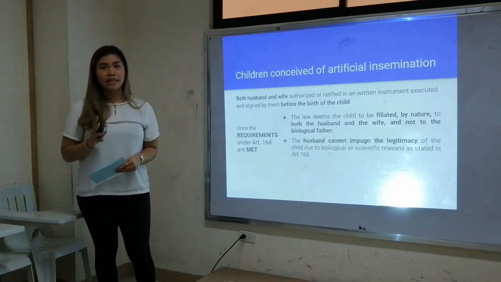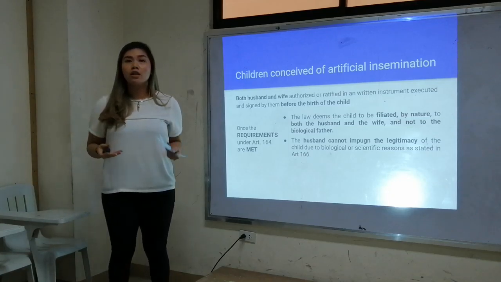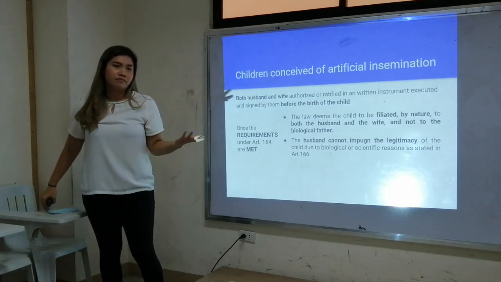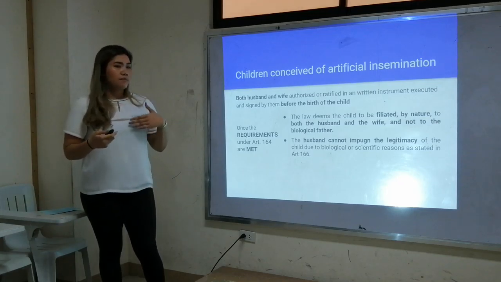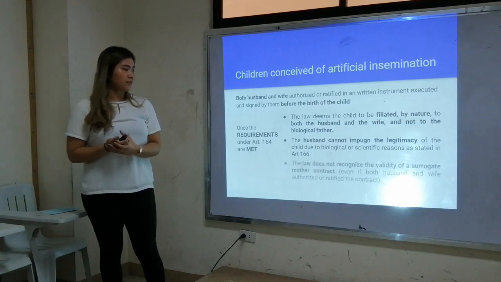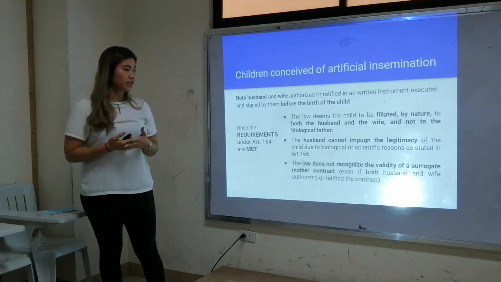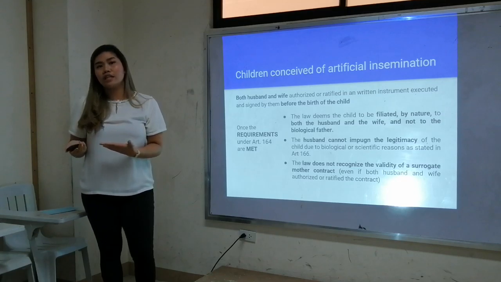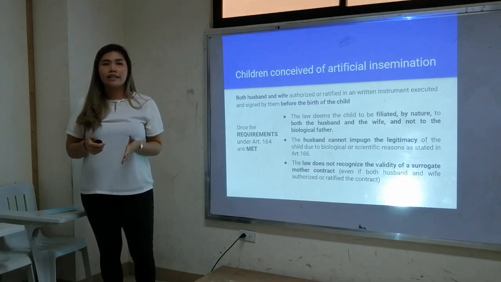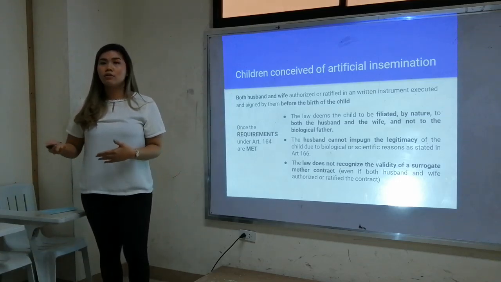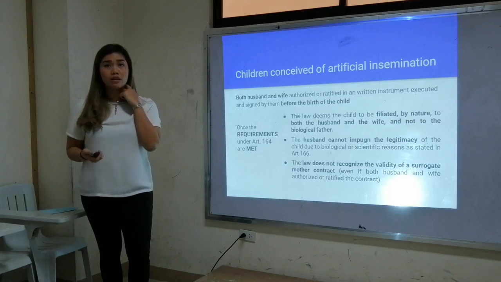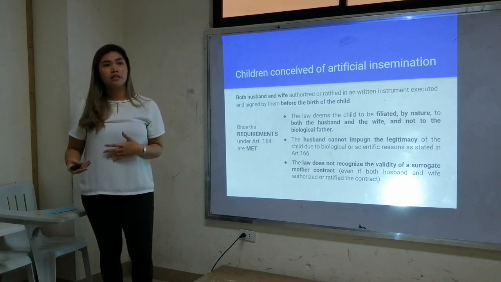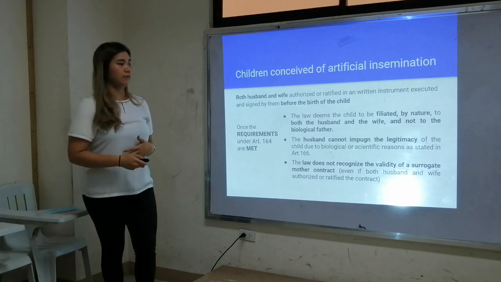Also, the husband cannot impugn the legitimacy of the child due to biological or scientific reasons, for the obvious reason that artificial insemination is already scientific and biological in its sense. As stated here, the law does not recognize the validity of a surrogate mother contract. If we are allowing artificial insemination, there's nowhere in the law that recognizes a surrogate mother. For those who are not aware, a surrogate mother is a woman who agrees to conceive or carry a child of a couple. It's not recognized here in our country.